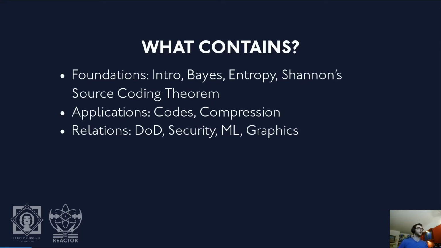So, what does this talk contain? We'll go through some foundations, so we'll introduce the concepts of information theory. We will go into Bayesian probability. We will cover entropy. And then finally, we will look at source coding and how to construct codes. Then we will look at compression and how compression works. And then finally, we will relate this to a whole bunch of different fields.